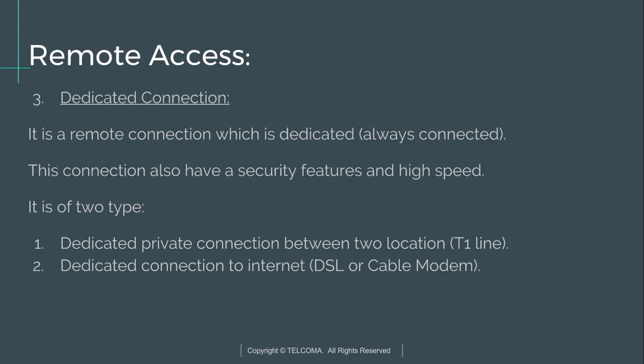The dedicated private connection between two locations is done using T1 lines, or secure T1 lines. The connection between the branch office and the main office is done using T1 lines. This is known as the dedicated private connection, and it is a secure and expensive method. Whereas the dedicated connection to the internet, we use in our day-to-day life, that is, we use DSL or cable modem to connect to the internet and access internet services.